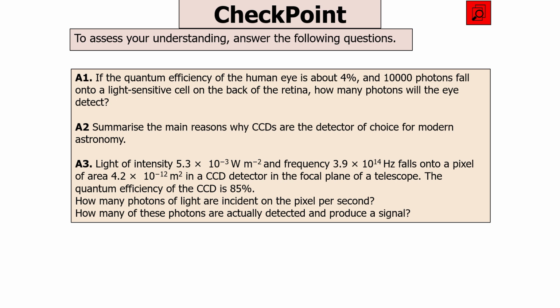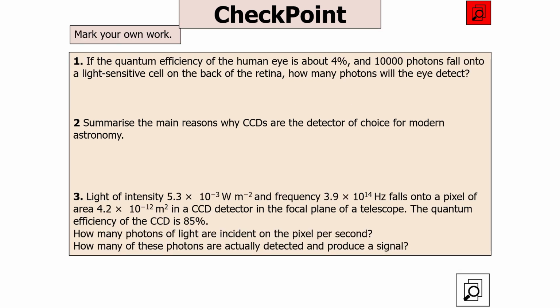So pause the video now, then unpause the video when you want to go through your answer. Right, in this first one, the detected photons is 4% of 10,000, which is 400.